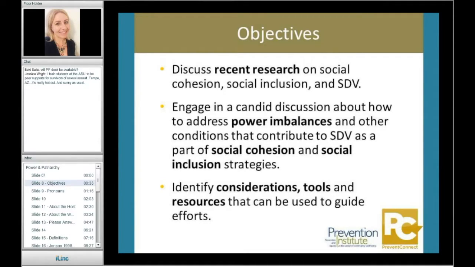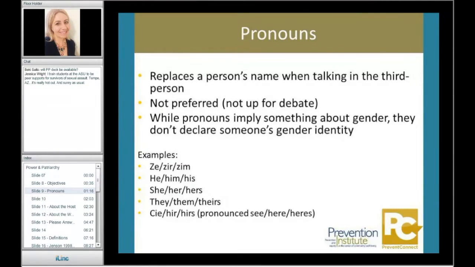So I just want to say that I've been really excited about this conversation, especially as we look at the new guidance from CDC in their Stop SV technical package and the strategies around creating protective environments and providing empowerment opportunities for women and girls. So our objectives for today: we're going to be looking at recent research on social cohesion and social inclusion when it comes to sexual and domestic violence. We're going to be having some candid discussions about how to address power imbalances and the conditions that contribute to SDV as part of social cohesion and social inclusion. And then we'll be identifying considerations, tools, and resources that can be used to guide efforts.